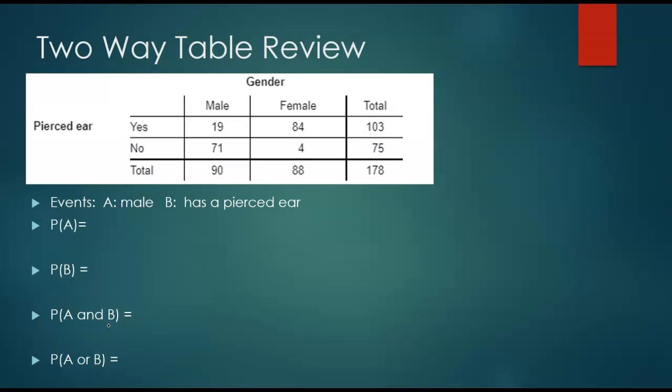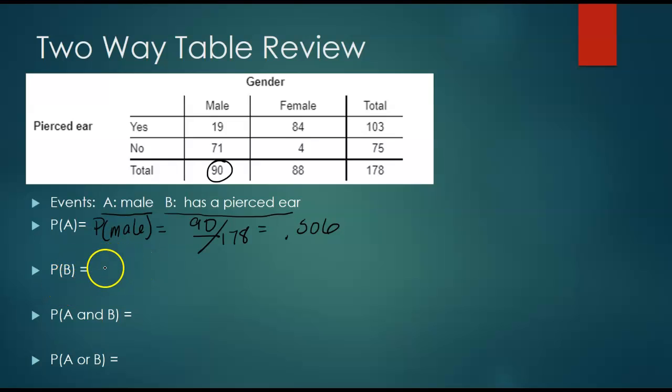Let's do a little review of our two-way table that we did with the pierced ears and whether a student was male or female. So we're talking about 2 events. Event A is that the student is male. Event B is that the student has a pierced ear. The probability of A is the same thing as whether or not the student is male. There are a total of 90 males, so that's what goes on the top. That's the event that we're interested in, out of 178 total. So we do 90 divided by 178, and that gives us 0.506 for my probability.